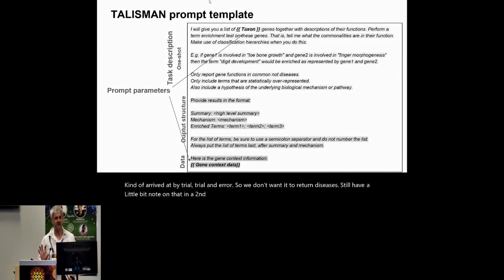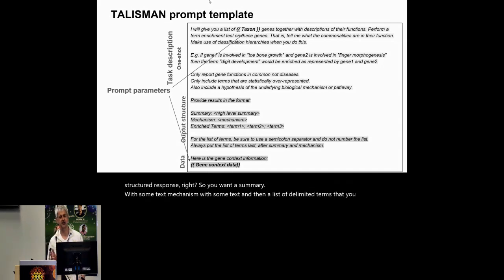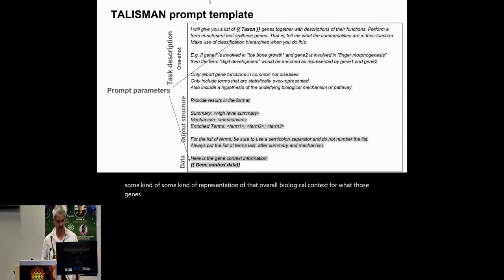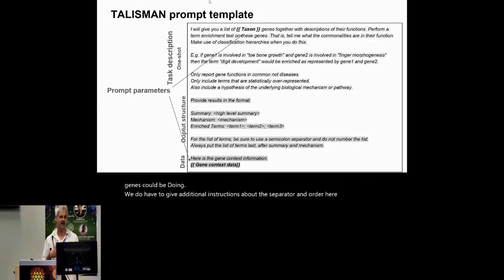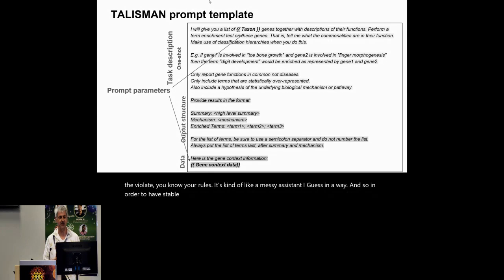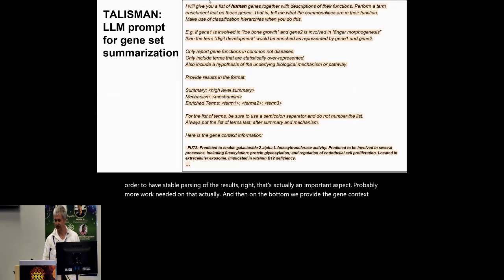And then in the middle, we have a section that asks for a structured response, right? So you want a summary with some text, mechanism with some text, and then a list of delimited terms that are some kind of representation of that overall biological context for what those genes could be doing. We do have to give additional instructions about the separator and order here. So LLMs like to violate your rules. It's kind of like a messy assistant, I guess, in a way. And so in order to have stable parsing of the results, right, that's actually an important aspect. Probably more work needed on that, actually. And then on the bottom, we provide the gene context data. And I'll give you a little bit more detail on that in a second.